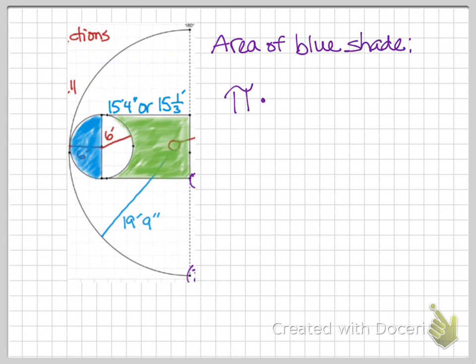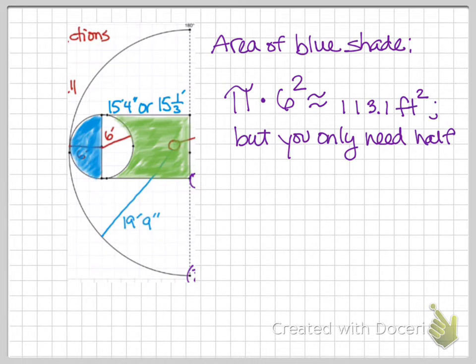So let's calculate the area of the blue section. If the radius of that circle is 6 feet, I would multiply pi times 6 squared, and I would get about 113 1/10 feet squared. I'm rounding all of my answers to the tenths place for simplicity.